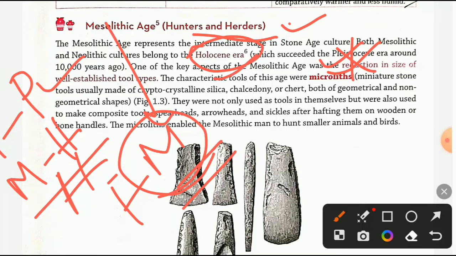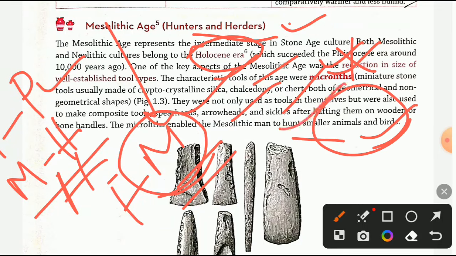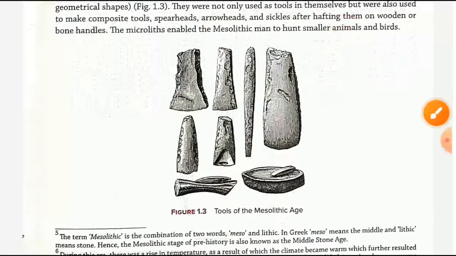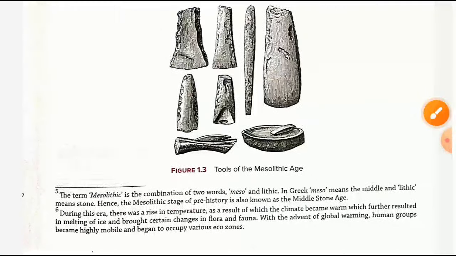It was made of silica, chalcedony, used to make composite spearheads, arrowheads, sickles. They used to hunt small animals and birds. So they started to hunt small animals and birds, since their tools got miniature in size, a reduction in size from the Paleolithic age. Here you can see the tool.